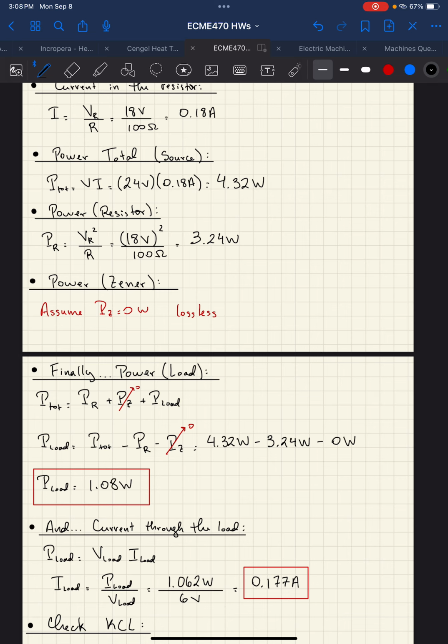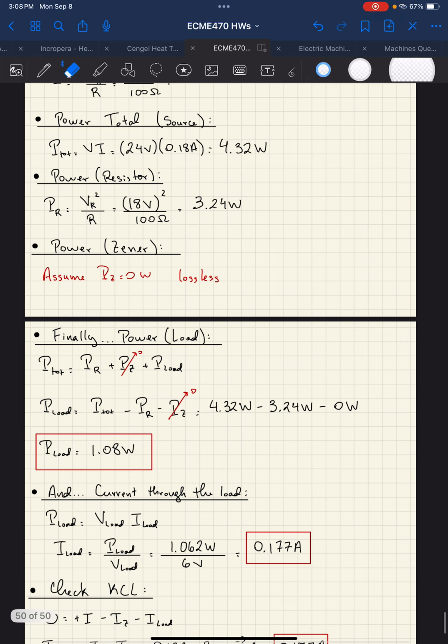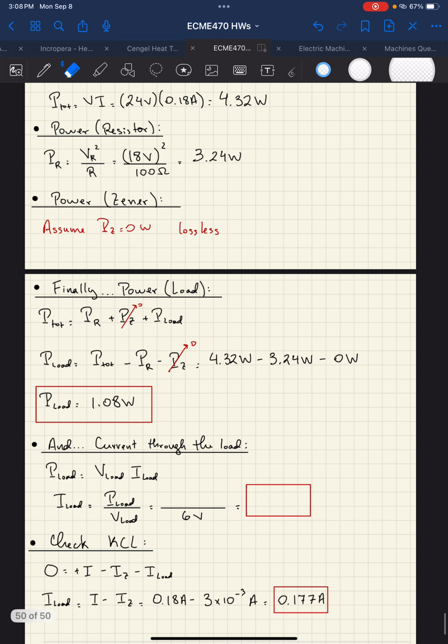All right. And then here, this is also going to change, because now your load power has changed. So maybe you guys take a guess. What do you think is going to happen to the current? The current should go up, and it does. It'll go up to 0.18 amps.